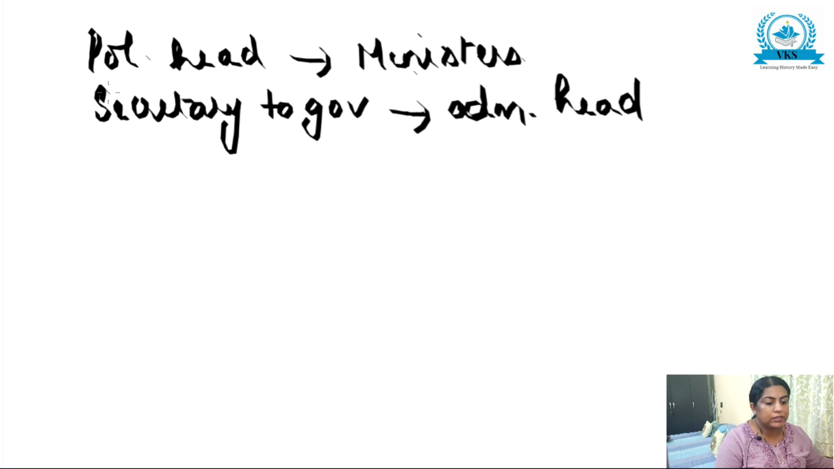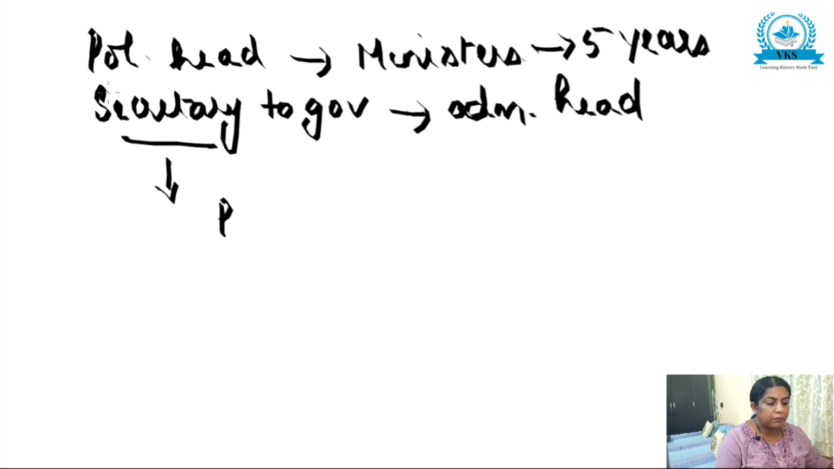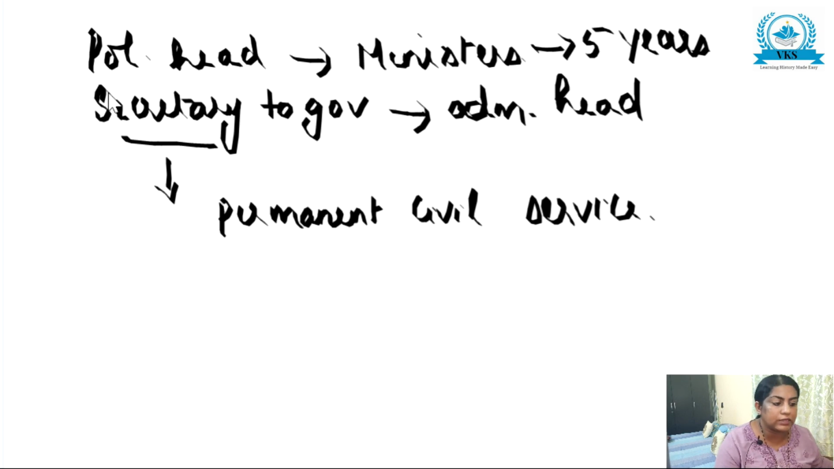A minister remains in power for a period of 5 years. Generally, the secretary belongs to the permanent civil service, and he or she remains in office till retirement. That is, the minister for 5 years, and a secretary, usually from the permanent civil service, will remain in office till they retire. So this is about the first division, that is the department.